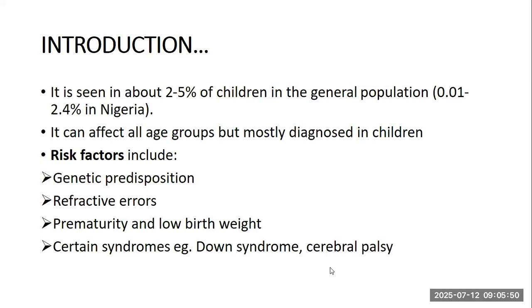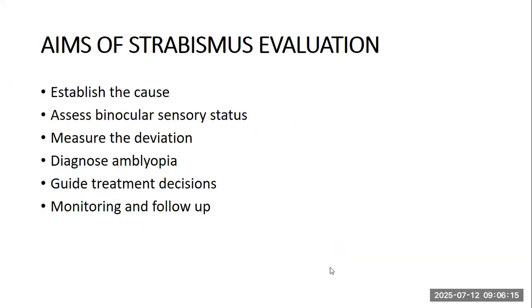The risk factors for the development of strabismus include a genetic predisposition in which you see generations of a family having strabismus. Refractive errors are the commonest causes of strabismus. Then prematurity and low birth weight can also be risk factors for strabismus. Then certain syndromes also present with strabismus.